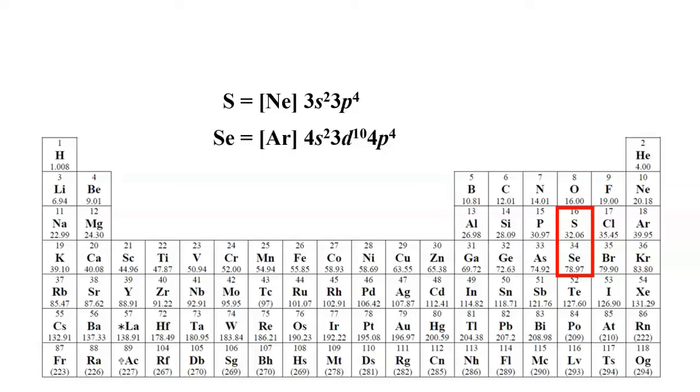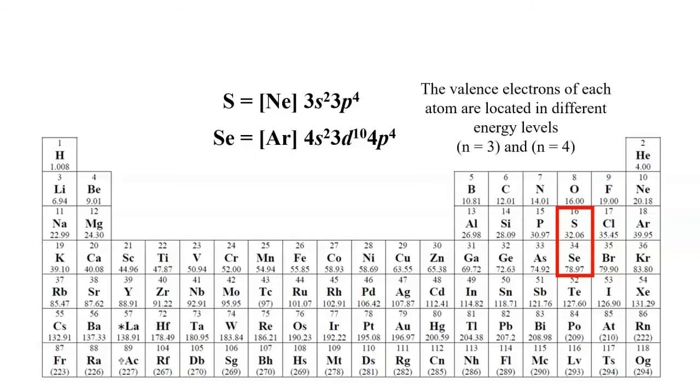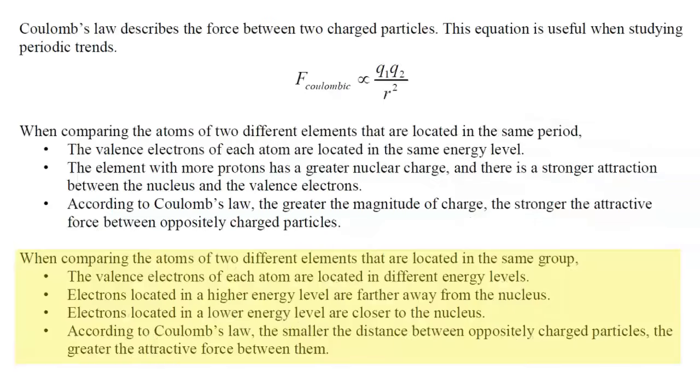So whenever we have two elements that are located in the same group, the valence electrons are located in different energy levels, and that's going to be the important part of our explanation. We are comparing the outer shell for level 3 with the outer shell for level 4. So when comparing the atoms of two different elements that are located in the same group, the valence electrons of each atom are located in different energy levels. Electrons located in a higher energy level are farther away from the nucleus. Electrons located in a lower energy level are closer to the nucleus. So according to Coulomb's law, the smaller the distance between oppositely charged particles, the greater the attractive force.